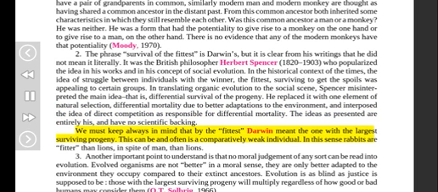We must always keep in mind that by the fittest, Darwin meant the one with the largest surviving progeny. This can be, and often is, a comparatively weak individual. In this sense, rabbits are fitter than lions, in spite of man.